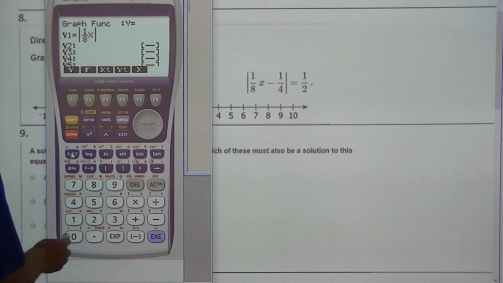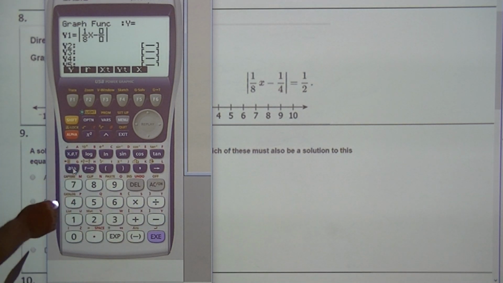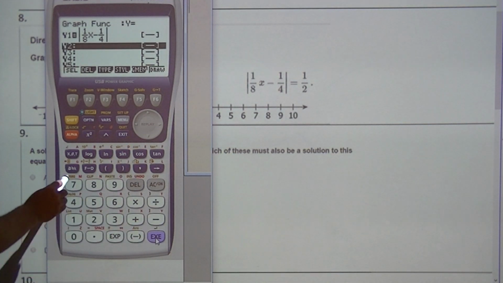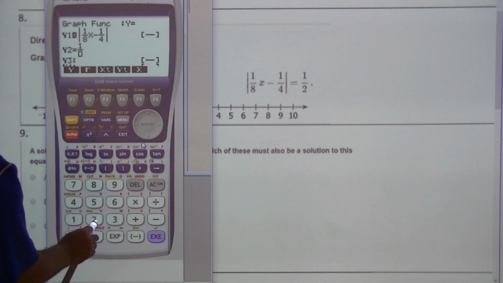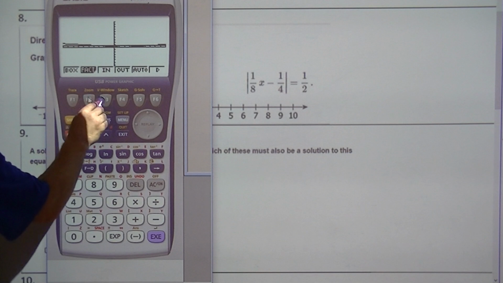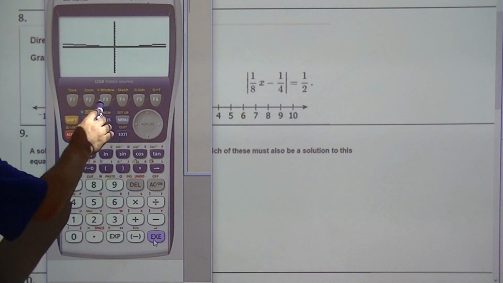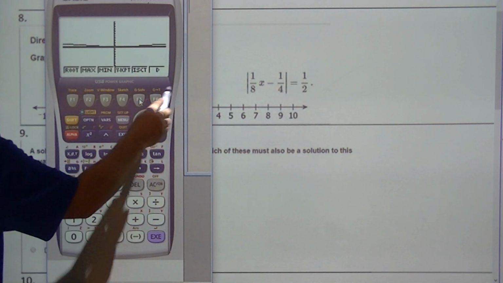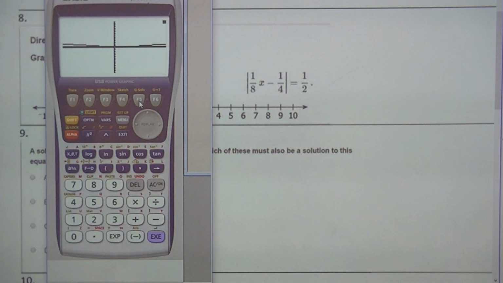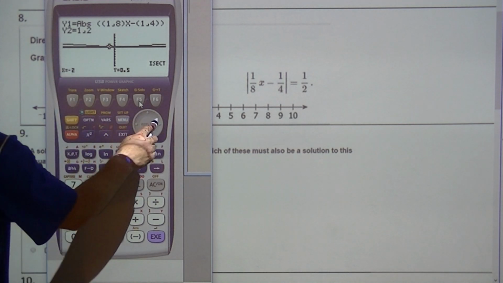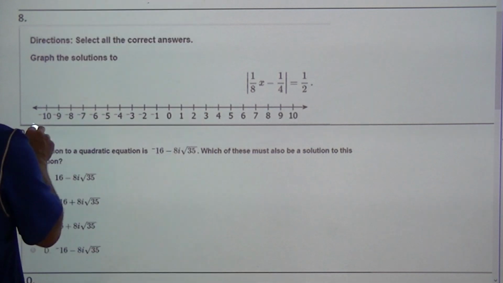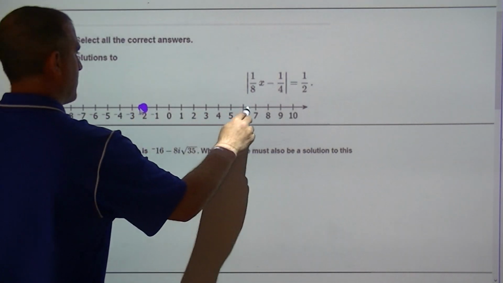X minus 1/4, and I got fraction button 1, 2. Draw. I'm going to zoom out one time, execute. G-solve. Anytime you got those, you're going to select intersect. This is important. You're going to select intersect, so I got -2 for an answer, and I got 6 as an answer. So I put a dot on -2, I put a dot on 6.